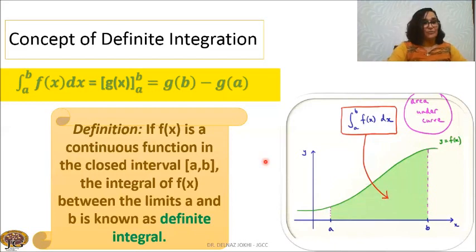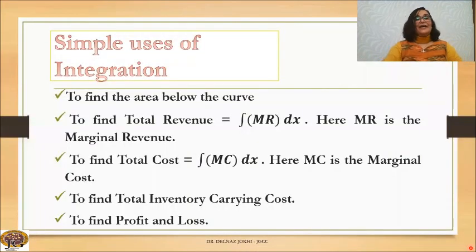Correct? That is why the big number b is substituted in the place of x. So you get g(b) minus, then the small number a is substituted in place of this x. So you get g(a). I'm sure you have understood what is definite integration, fixed, and what is simple integration, whose other name is what? Indefinite integration.